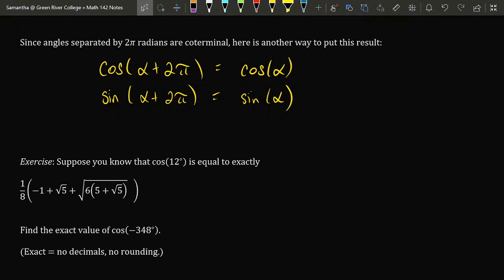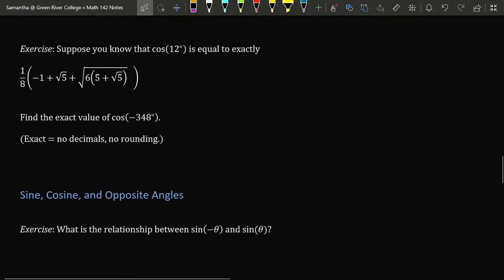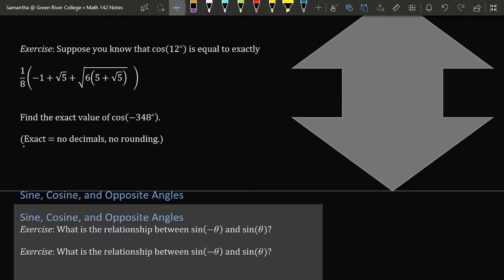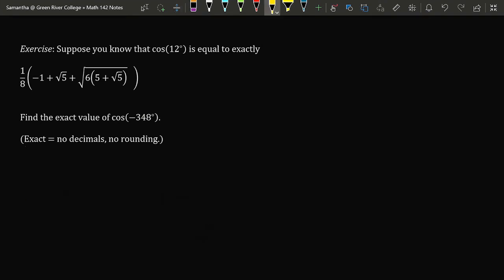Exercise. Suppose that you know that cosine of 12 degrees is equal to exactly this monstrosity. I won't even bother to read it, it's such a mess. Let's find the exact value of cosine of negative 348 degrees. Now, exact is a word that means that decimals are not allowed. So generally speaking, this is going to rule out the use of most calculators, because most calculators will give you an answer which is in decimals, and that's not allowed. Not when they say exact.